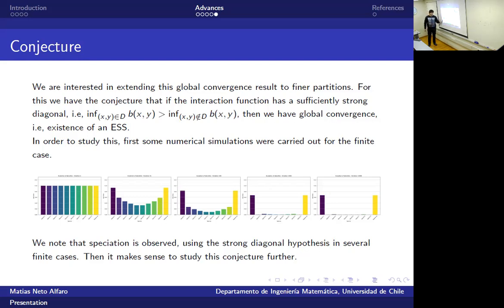We prove that, assuming that hypothesis in several finite cases, the ESS is proven, because we observe that evolution selects some traits. But we want to know about the continuous case, not only the finite case. As a first step, seeing those finite cases, it makes sense to study this conjecture further. So that was the challenge for the next step of my thesis.